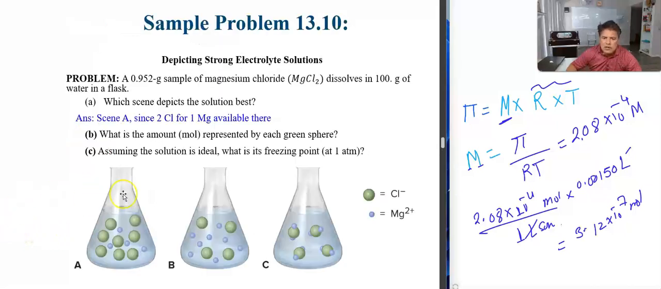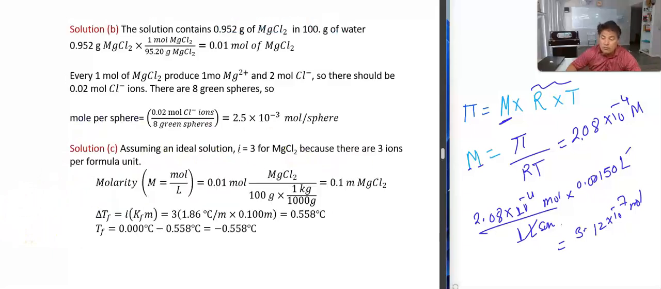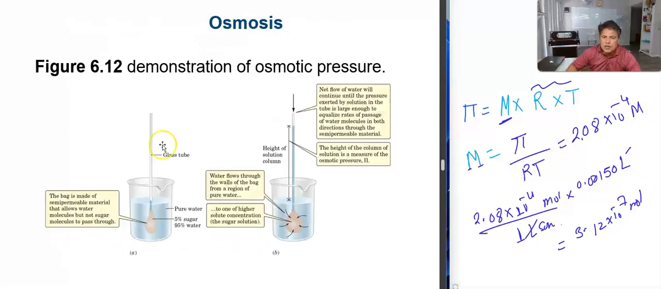Now solution C. C says that assuming the solution is ideal, what is the freezing point at 1 atmosphere? Now to find the delta TF, right? Molarity is mole per liter. This is the mole, right? And delta TF is equal to i times molality times this. So that's the molality. Because we have calculated the molality here, we converted that into kg. That's your TF, what? 0 minus this is minus 0.55. It's the same as the previous question.